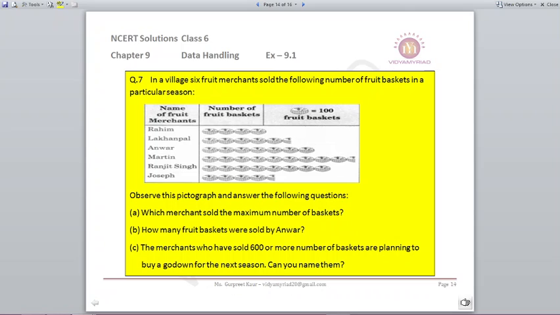Question number 7. In a village, 6 fruit merchants sold the following number of fruit baskets in a particular season. Now let us see the data. Number of fruit baskets are shown. Some are full, some are half. Now total full baskets are represented by 100. So that means half will be 50. If full is 100, for half divide by 2. So 100 divided by 2 is 50.